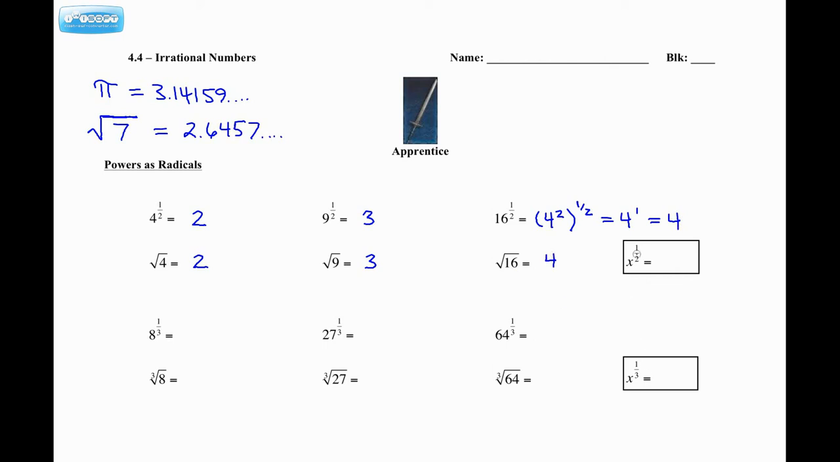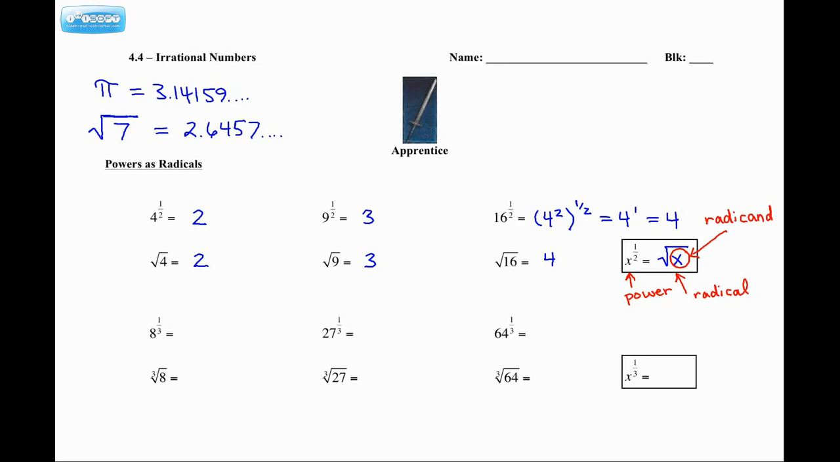So in general, x to the power of 1/2 can be understood as the square root of x. This is a power. This is a radical. And the number specifically that's underneath this square root, just a bit of lingo here, that's called the radicand. There's something called an index, but we'll get to that in just a second.